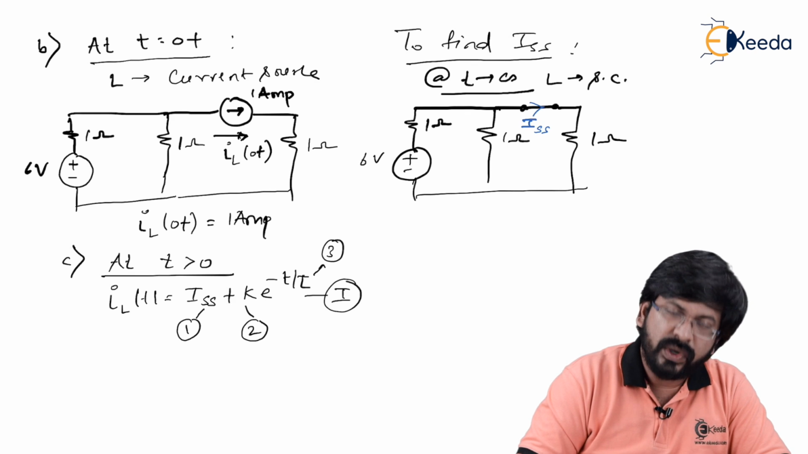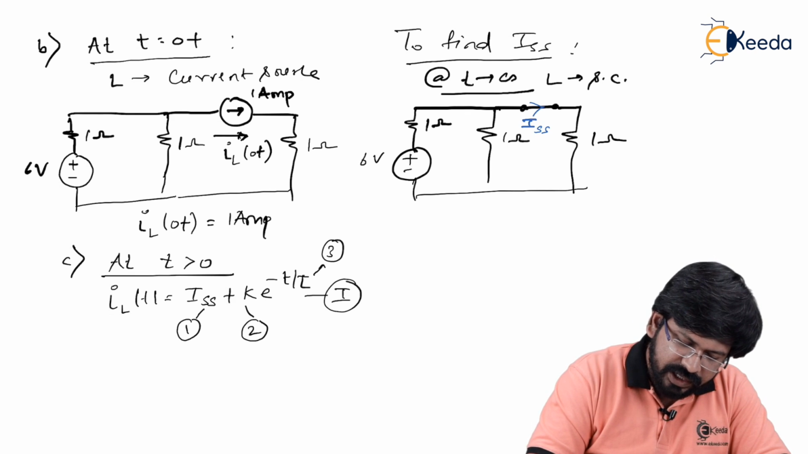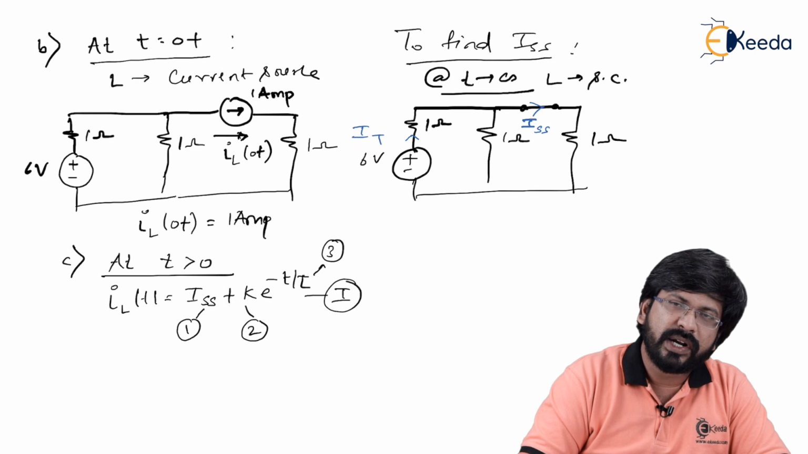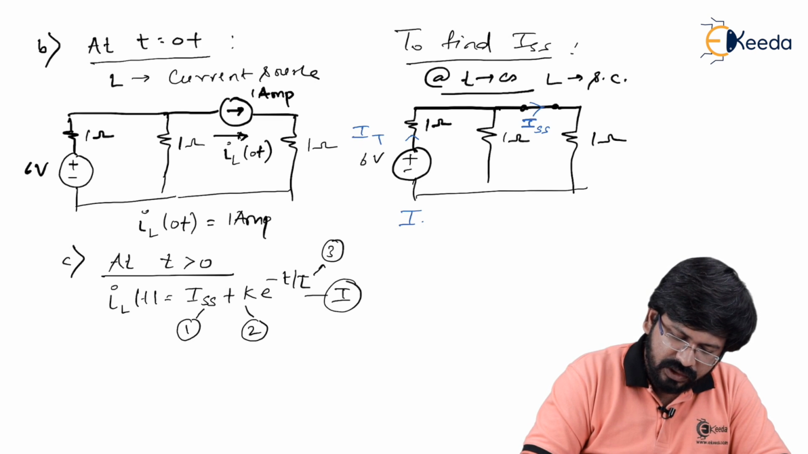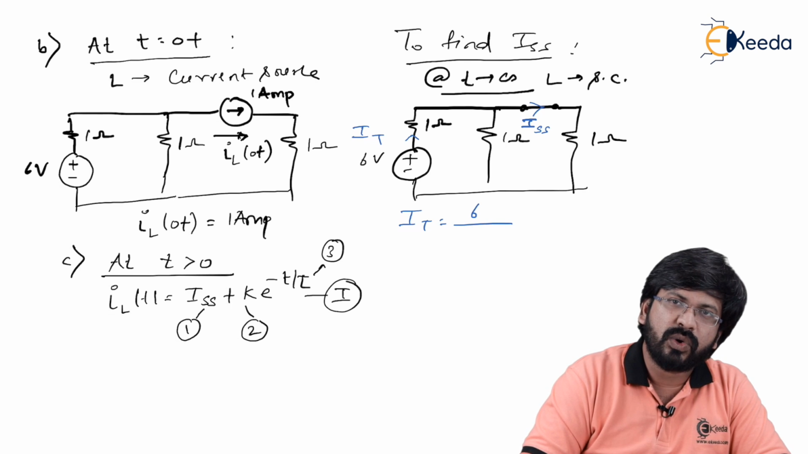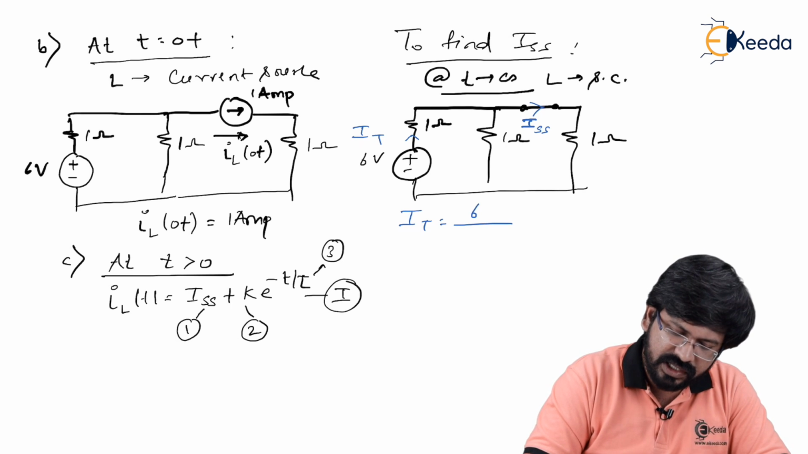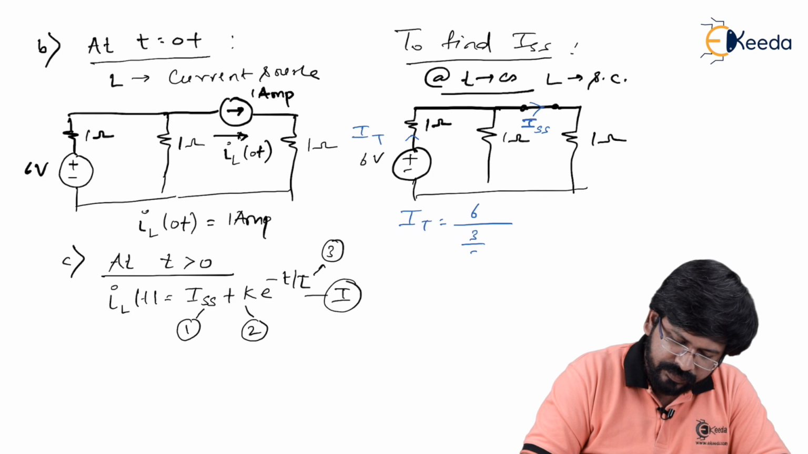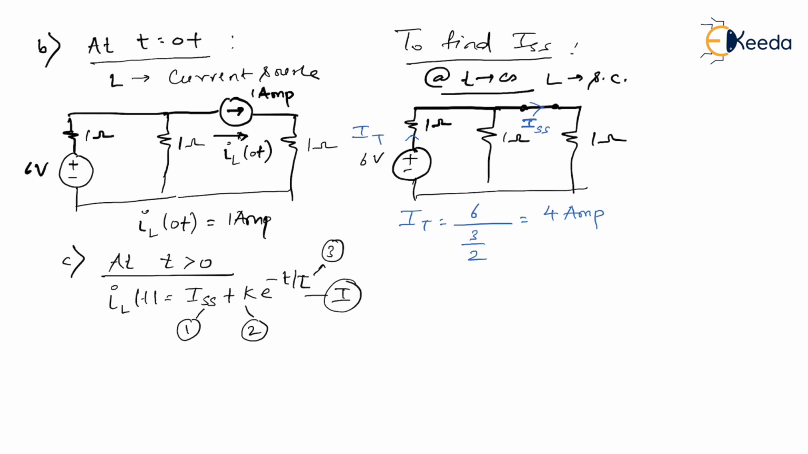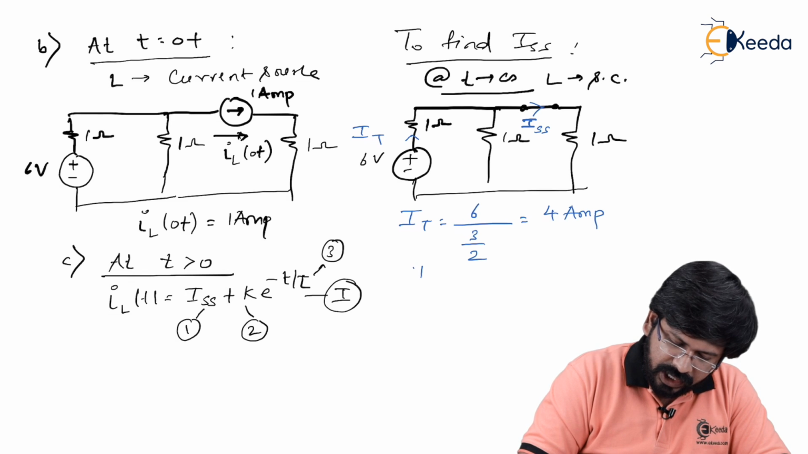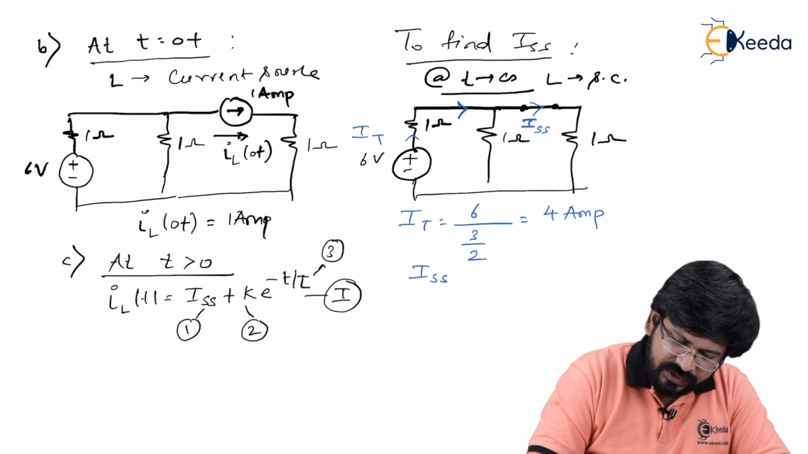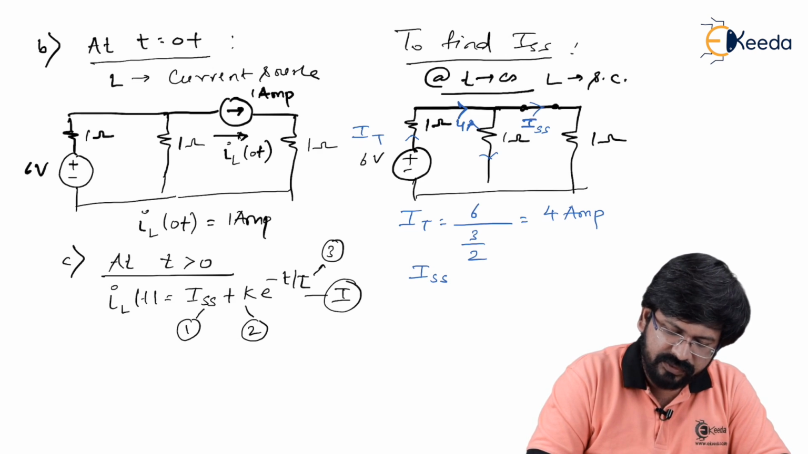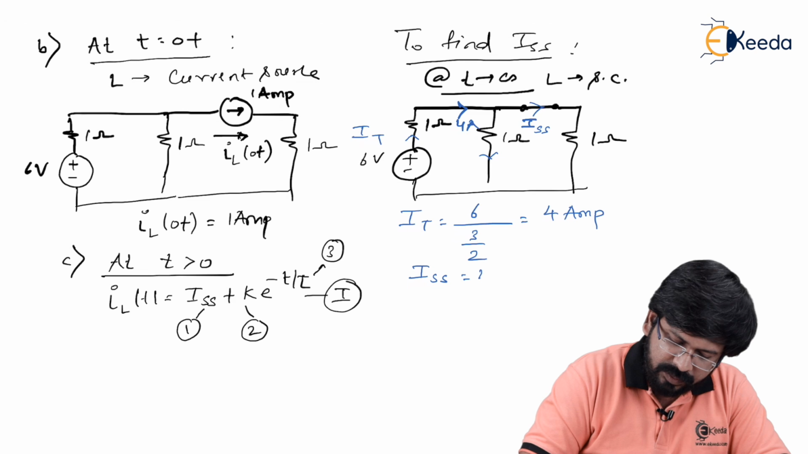Am I right? How to get steady state current? For example, if I calculate IT, how to get IT? IT is simply total voltage 6 divided by total resistance in this case, which is 3 by 2, which comes out to be 4 ampere. So suppose this is 4 ampere, you understand this current gets divided equally because of the equal resistances, so ISS becomes 2 ampere.